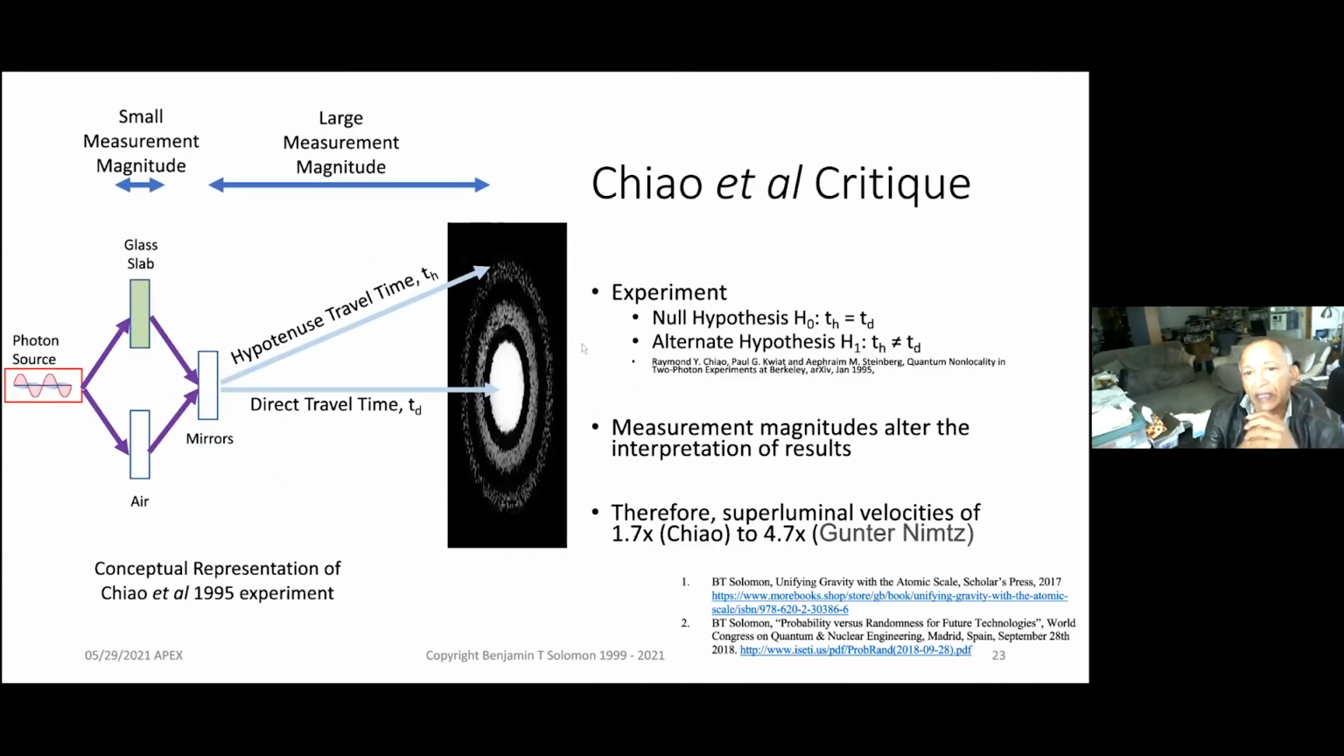Okay, so that leads us to Chia and Nim's experiment. What they did, diagrammatically, conceptually, looks like this. There's a photon source. One path passes through a glass slab. The other path passes through air. They bring it together with mirrors, and then they observe a diffraction pattern.